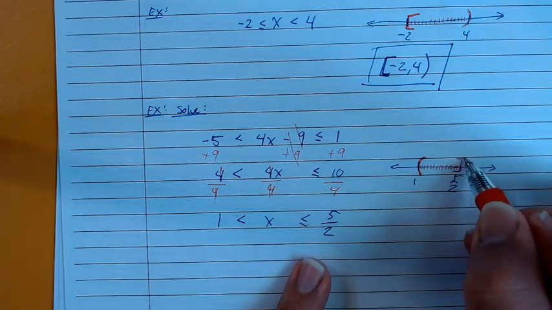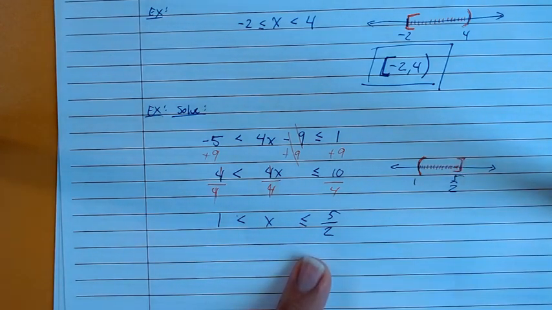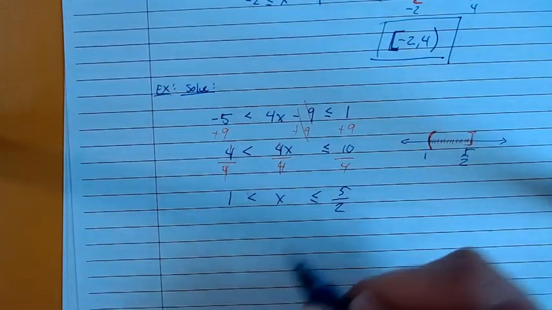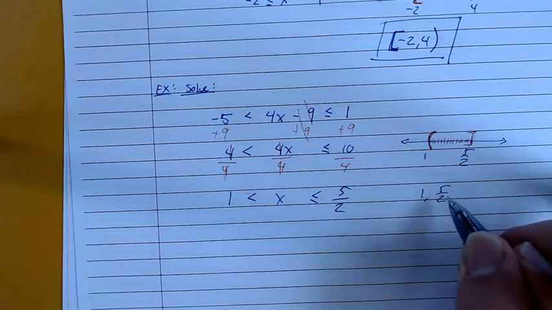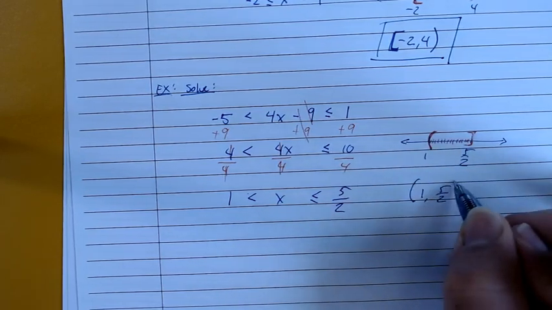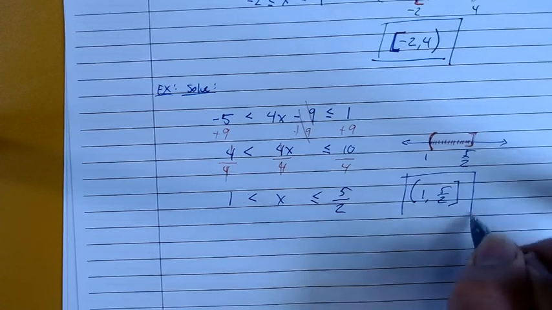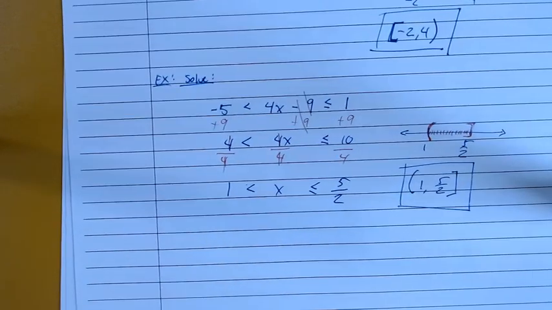So we're going to use a square bracket for that. And so our result is going to be everything from 1 up to 5/2. We do not include the 1, but the 5/2 is included as part of our solution. So we write that in interval notation like that.